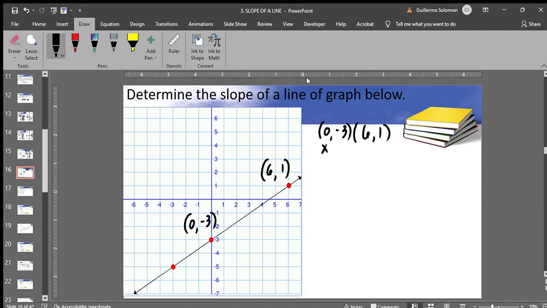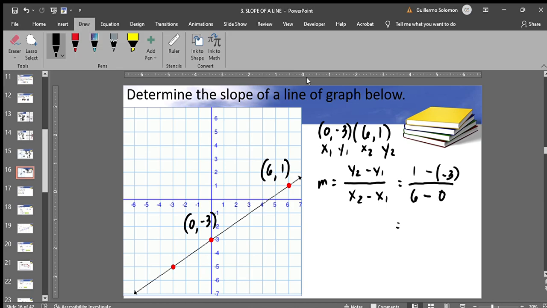Let us label x sub 1, y sub 1, x sub 2, y sub 2. Next, write the formula. M is equal to y sub 2 minus y sub 1 all over x sub 2 minus x sub 1, equals, substitute the values. Y sub 2 is 1 minus y sub 1, that is negative 3. Don't forget to put the parentheses first. Next, in the denominator, x sub 2, that is 6 minus 0.